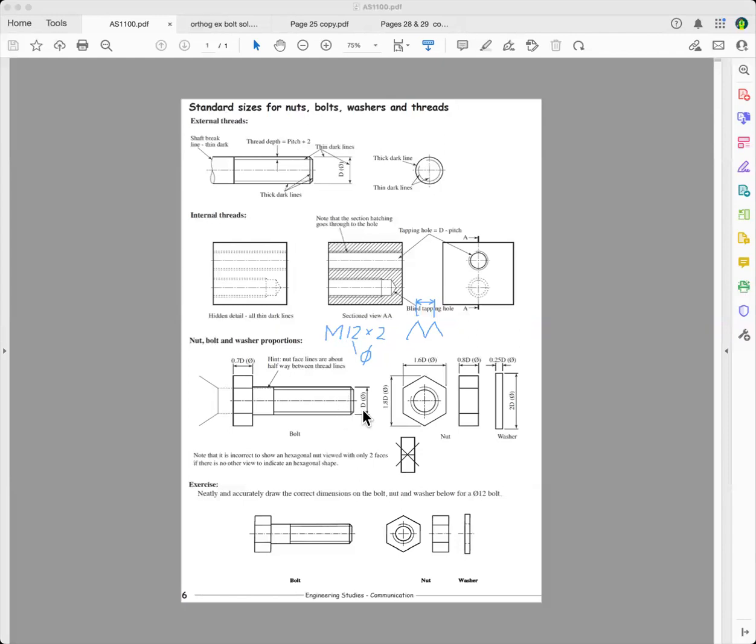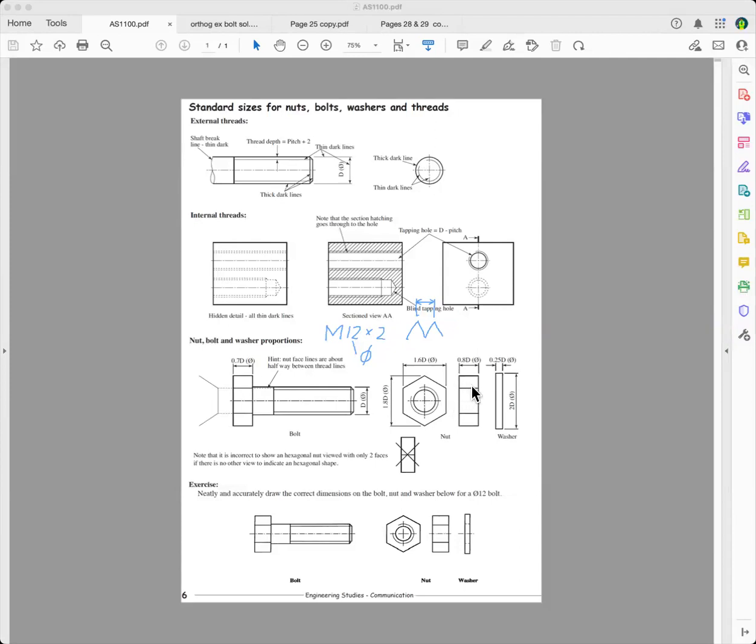And this is D, the diameter, shown by that, and you get the diameter from that there. And across flats is 1.6D, and across corners is 1.8D. And the thickness of a nut is 0.8D. So you multiply 0.8 by 12, and so that will be 9.6. And this one here, the head of the bolt, will be 8.4.